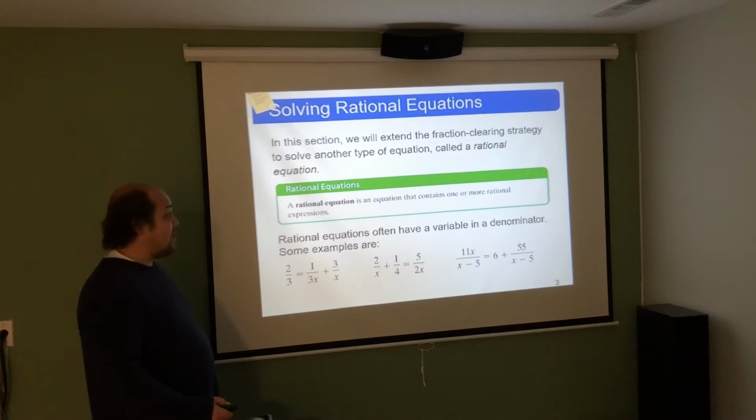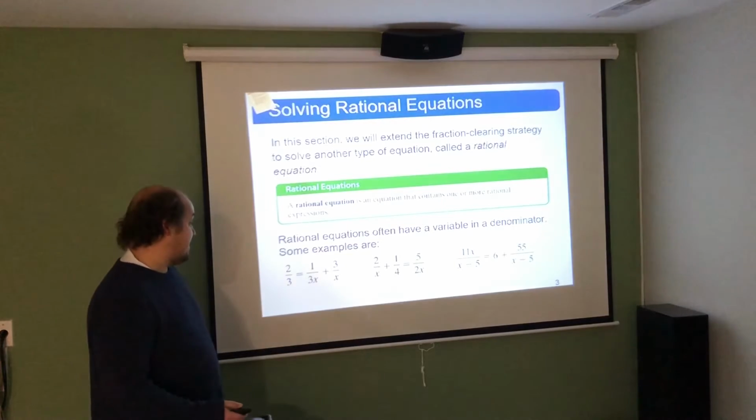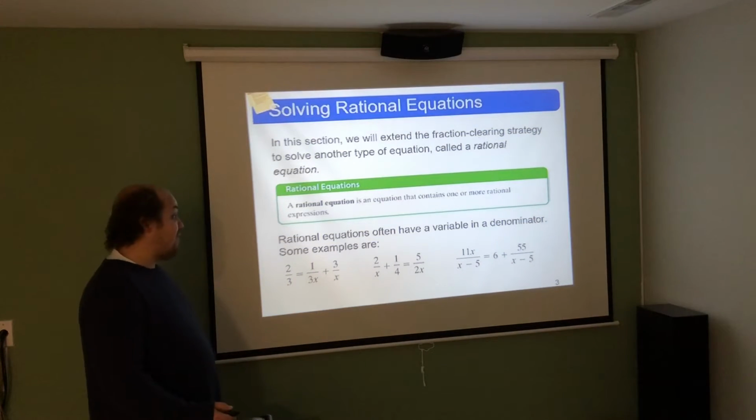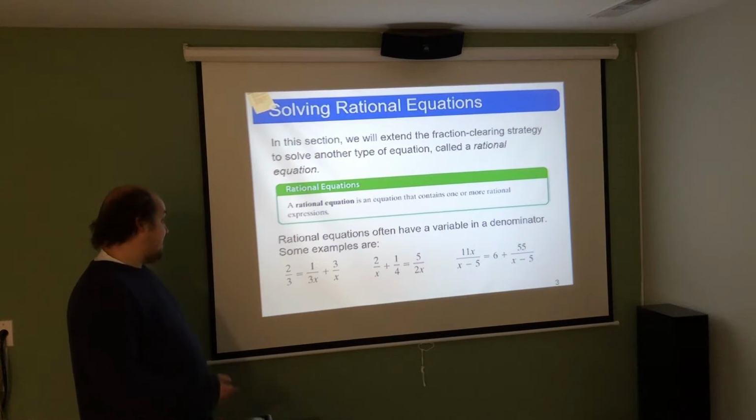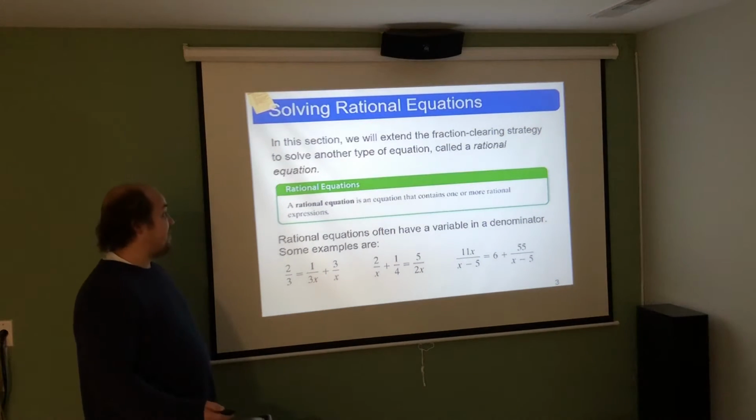A rational equation is an equation that contains one or more rational expressions, and the term rational really means fraction in this sense. Rational equations have a variable in a denominator. Here are some examples. 2/3 equals 1/3x plus 3/x. 2/x plus 1/4 equals 5/2x. 11x over x minus 5 equals 6 plus 55 over x minus 5.